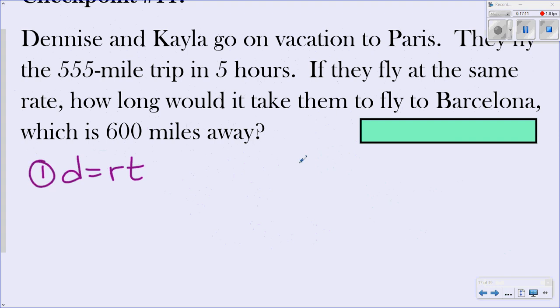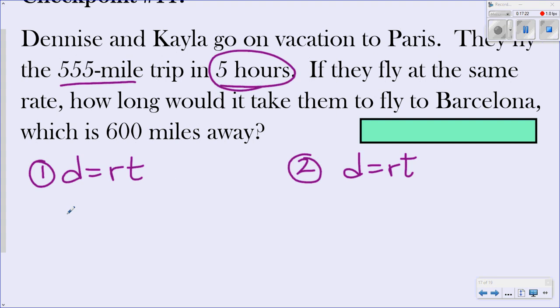So I know it's going to be a two-step, so I'm going to do that twice. So we have the mileage for the first one and 5 hours. So we need to find the rate. So we got 555 equals R times 5. We're going to divide the 5.